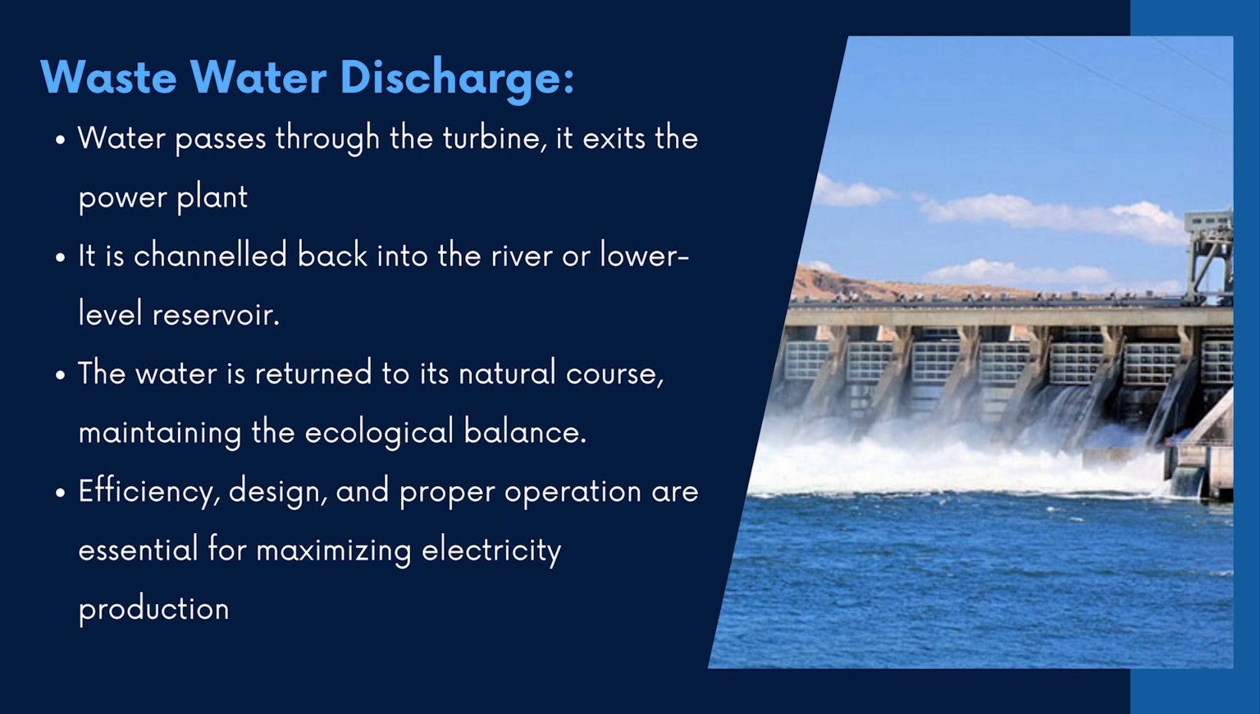Now, turbines, as I already discussed, are a critical component in the process of hydropower generation. Their efficiency, design and proper operation are essential for maximizing electricity production and the overall performance of a hydroelectric power plant, because everything depends upon the turbine only. If the head available is not being utilized properly, then the entire head will be wasted if the required power is not being produced. Now comes the generator.